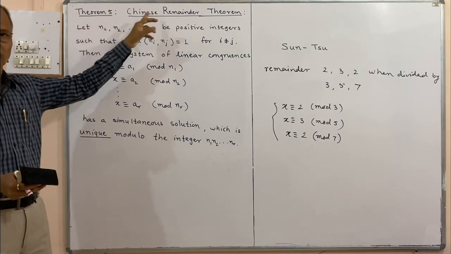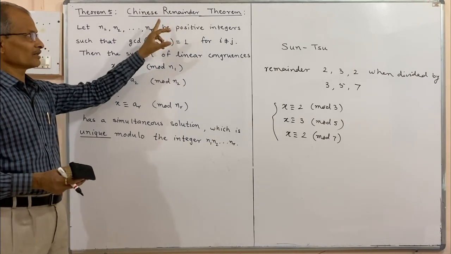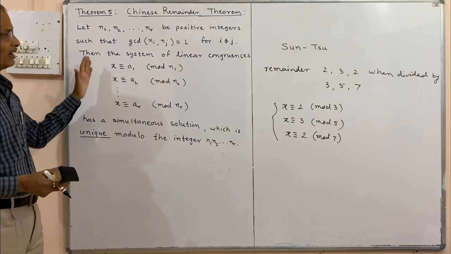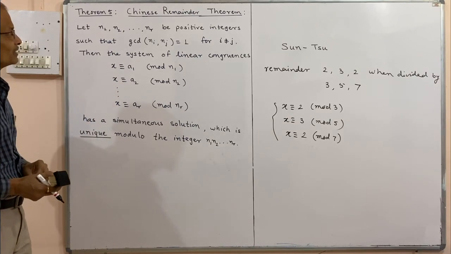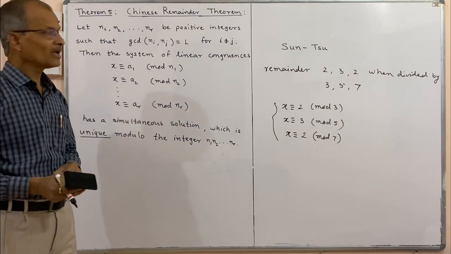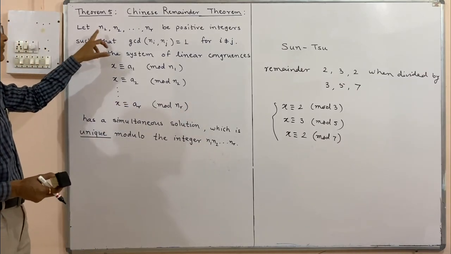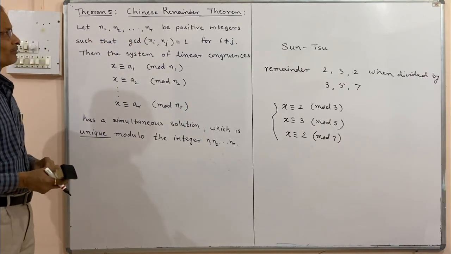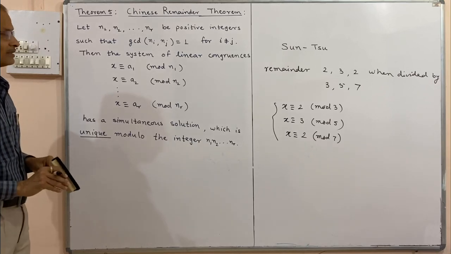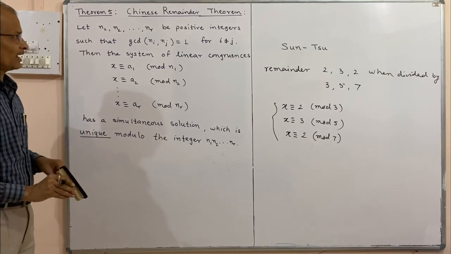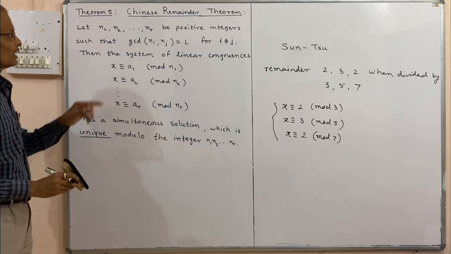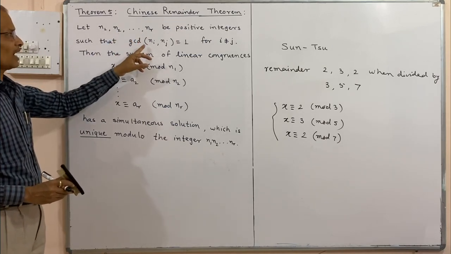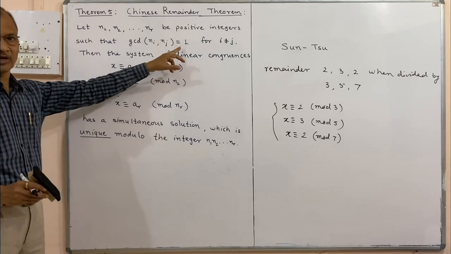This is our theorem number 5, the Chinese remainder theorem. We have to remember the statement also, because sometimes the question may be stated through the Chinese remainder theorem. So the statement is, let n1, n2 up to nr be positive integers such that the GCD of ni and nj is equal to 1 for i not equal to j. That means these integers are relatively prime in pairs.